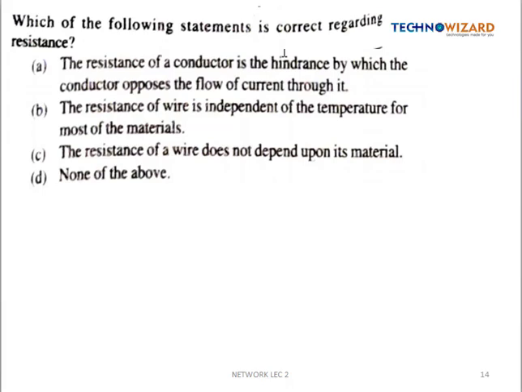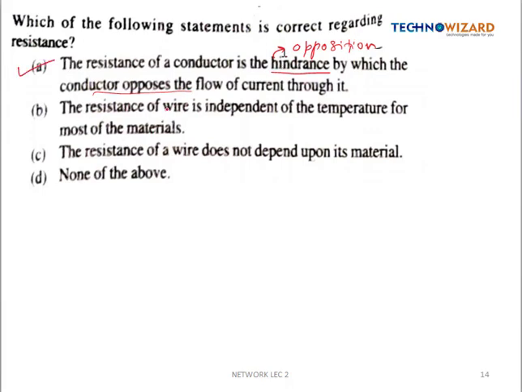Which of the following statements is correct regarding resistance? The resistance of a conductor is the hindrance by which the conductor opposes the flow of current through it. Hindrance is basically opposition, right? So resistance opposes the flow of current. So this statement is right.